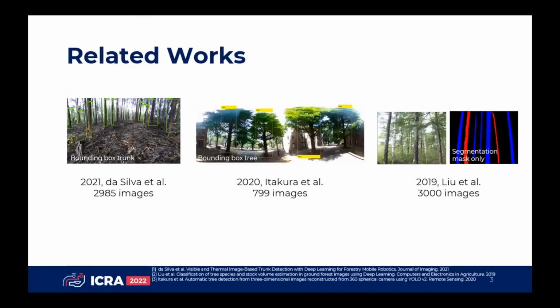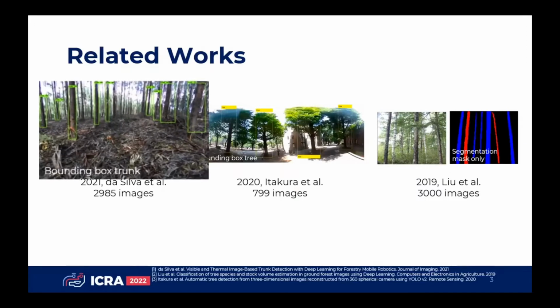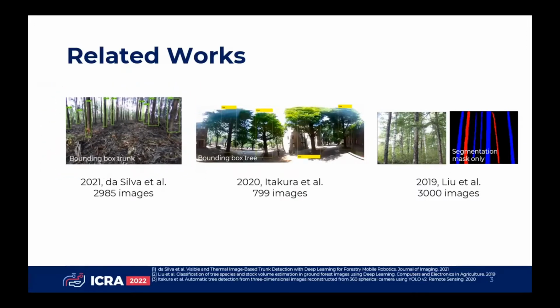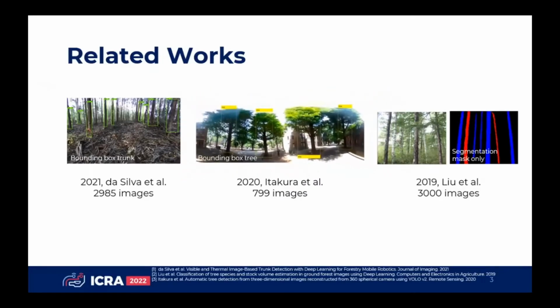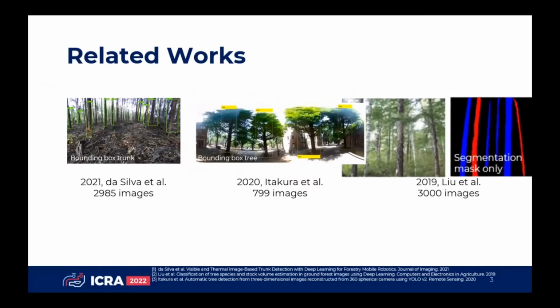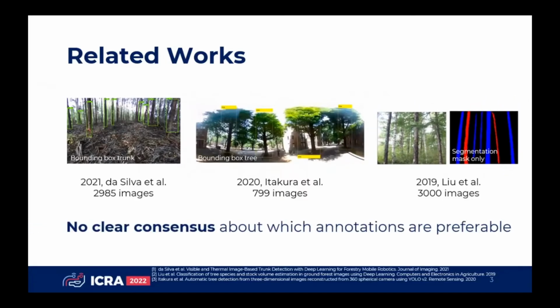So when we looked at previous methods, we saw that we were not the only ones asking ourselves these questions. In fact, all previous methods use different annotation types. For instance, in 2021, Daselva used bounding box over trunk. In 2020, Itakura used bounding box over trees. And in 2019, Liu used segmentation mask. So as you can see, there's no clear consensus about which annotations are preferable.